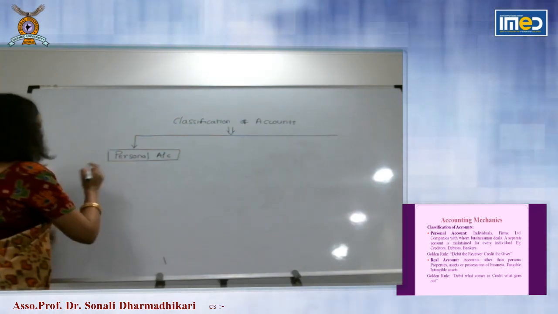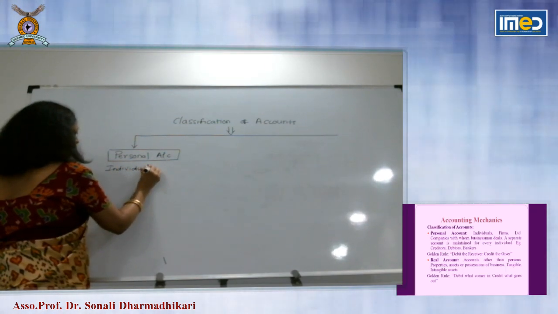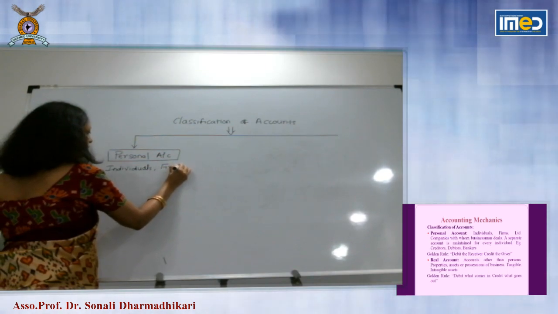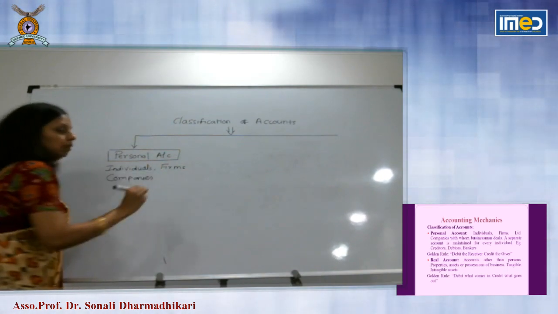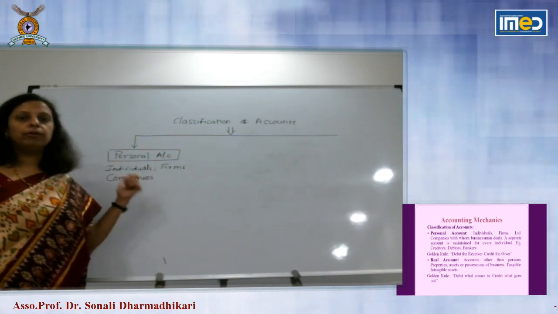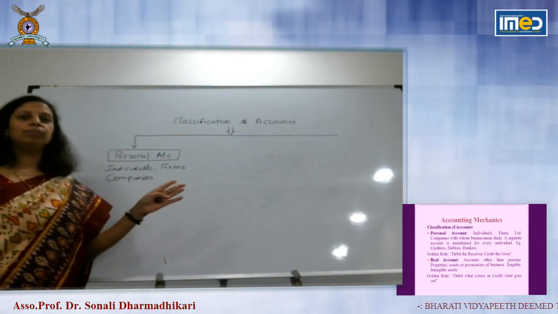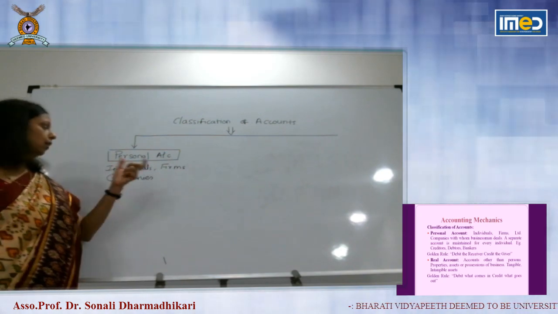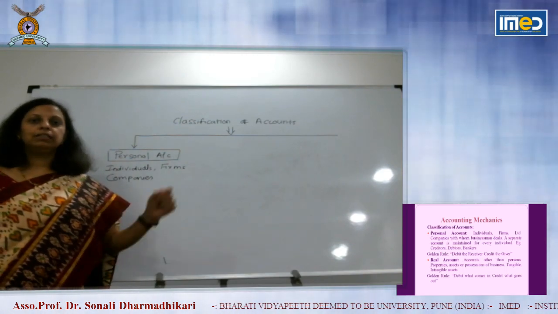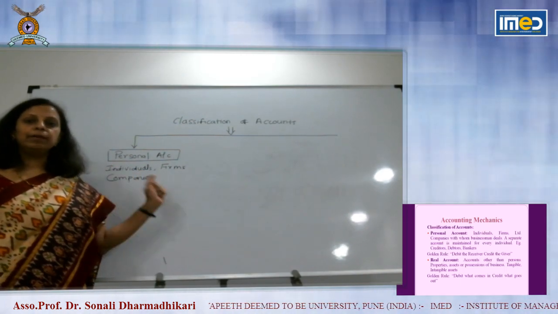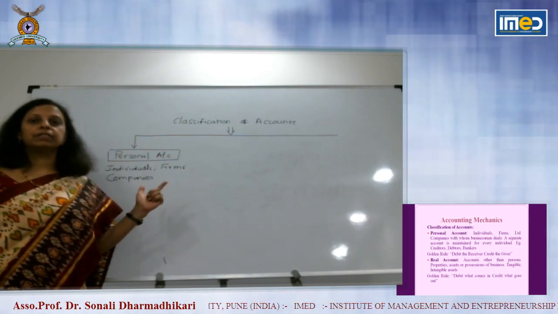So all types of individuals, partnership firms, companies, banks, all consist of personal accounts. There are two types of persons: real persons and artificial persons. A partnership firm and a company are called artificial persons. The signing authority of the company represents these accounts. So all these are personal accounts.